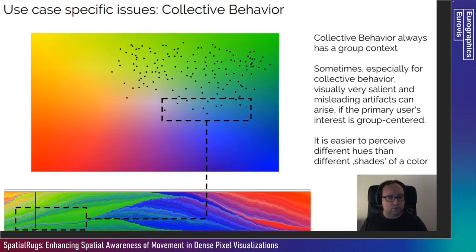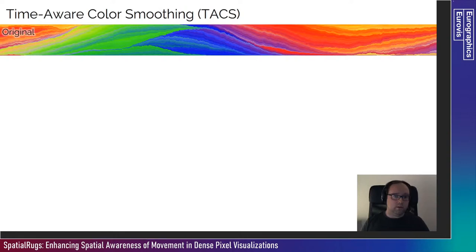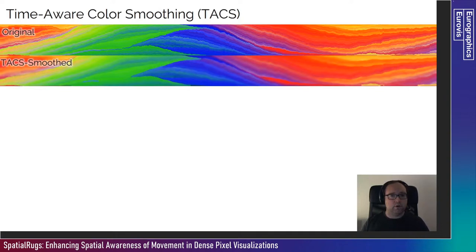So here we are again in this perception area, and the question was what to do about that. This is why we introduced the time-aware color smoothing, a kernel-based image smoothing technique. Here you can see the comparison between the original and a smoothed version of the scene that I have just shown to you, and you can see that the artifacts are pretty much reduced compared to the original.